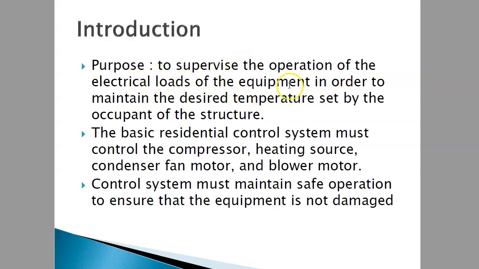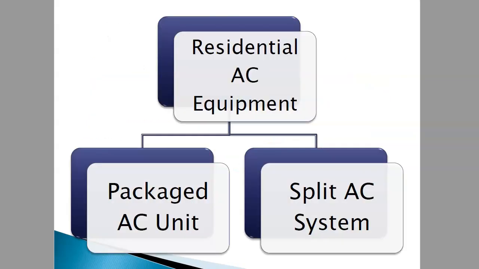The purpose of heating and control devices is to supervise the operation of electrical loads on equipment in order to maintain the desired temperature set by the equipment. Basically, the control will cover the compressor, heating source, condenser fan, and blower motor. The control system must maintain safe operation to ensure the equipment is not damaged. We will see later what control equipment this heating equipment uses.